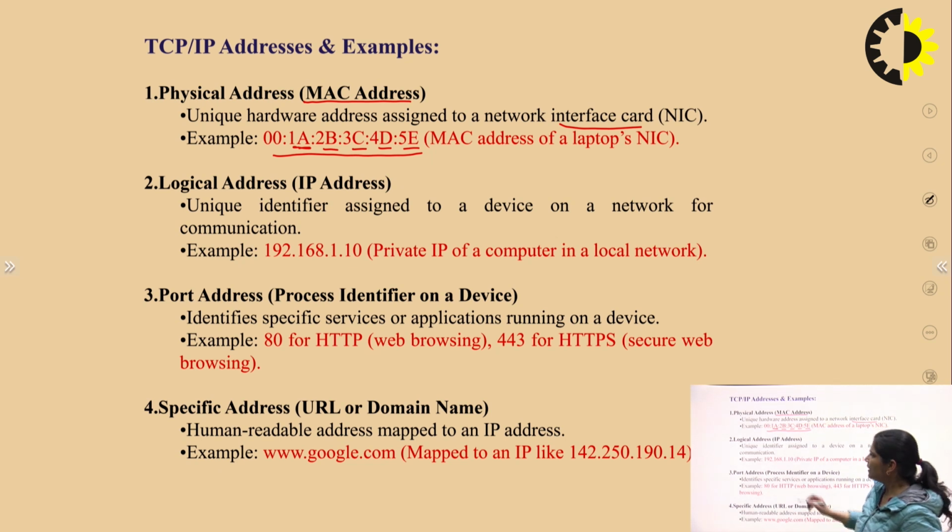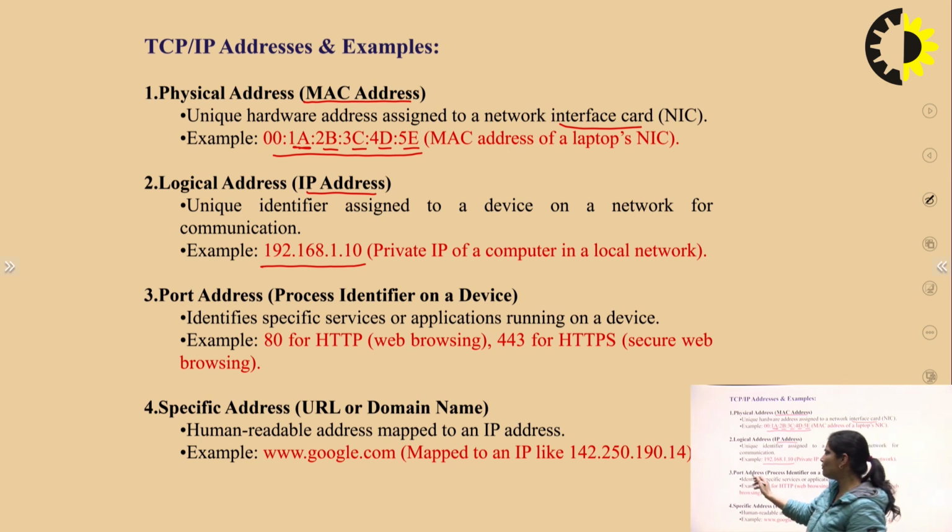Now the logical address, this is the IP address. This is a unique identifier assigned to a device on a network for communication, and this is an example of logical addressing: 192.168.1.120. This is a private IP of a computer in a local network.